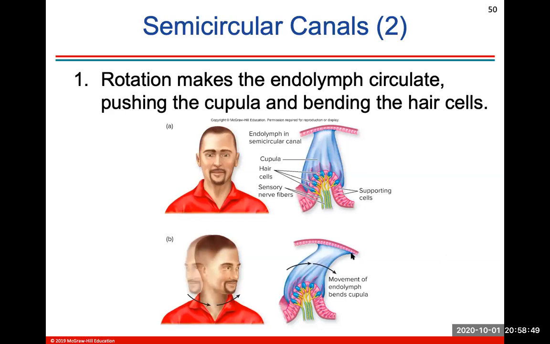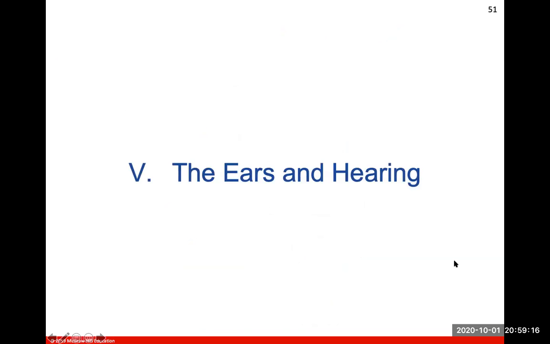So rotation, you can see here, rotation on its axis will cause bending of these hair cells. And again, whenever these hair cells bend, and they are embedded within the supporting cells, the bending of the hair cells will produce a stimulus in the nerves that they're connected to. And that stimulus will go off to the brain and tell the brain what's happening in the inner ear.